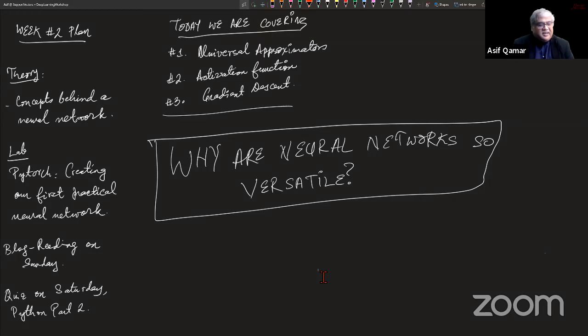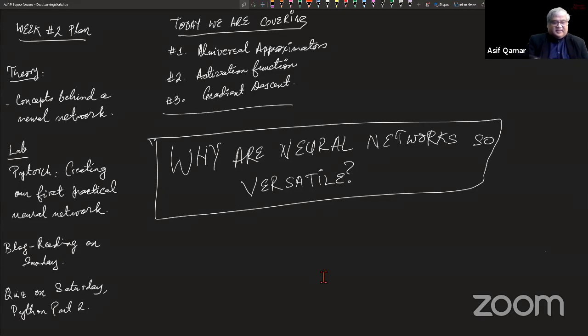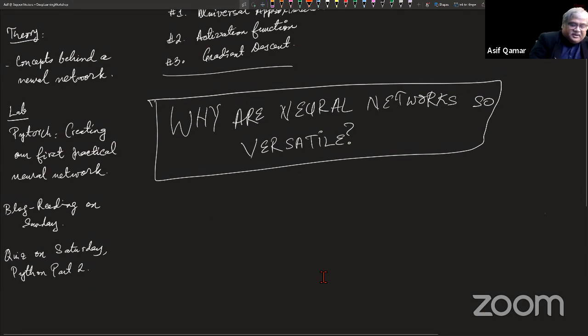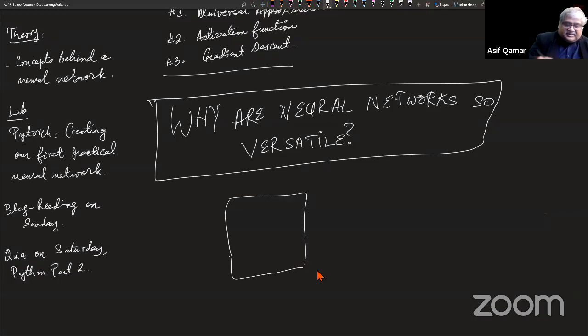So now we'll start going deep into the technical material. I'll start with this question. Why are neural networks so effective? Why are they so versatile? So when you think about this, the way to go about thinking is this. Suppose, and here we'll think about it mathematically, see your input data, whatever it is.